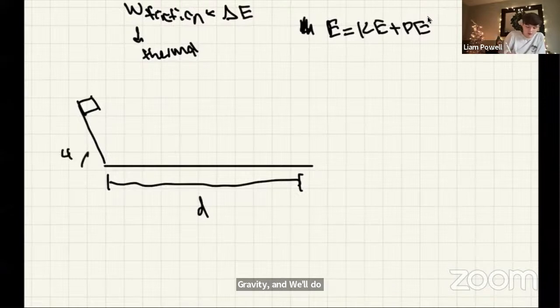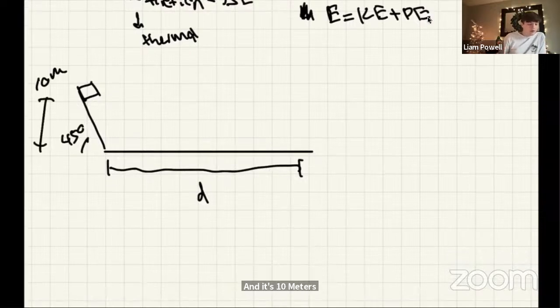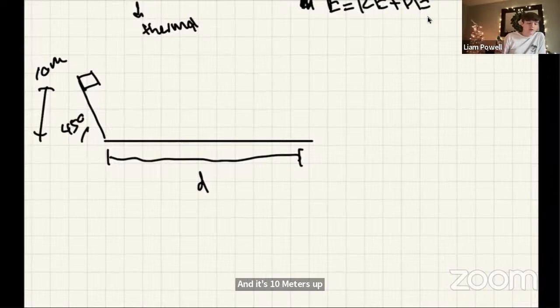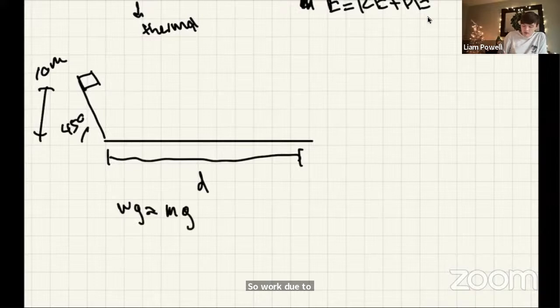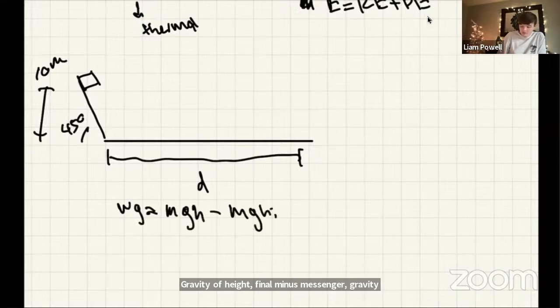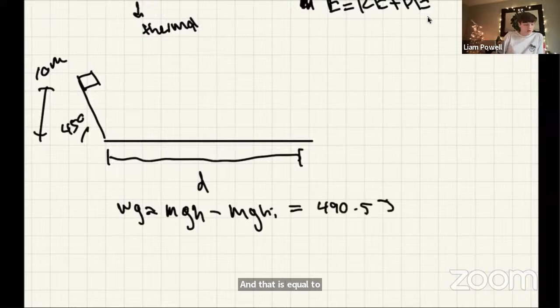So this is 45 degrees and it's 10 meters up. Okay, so the work due to gravity. The work due to gravity is the change in height. So work due to gravity is equal to mass times gravity times final height minus mass times gravity times initial height. And that is equal to 490.5 joules, as the mass is equal to 5 kilograms.